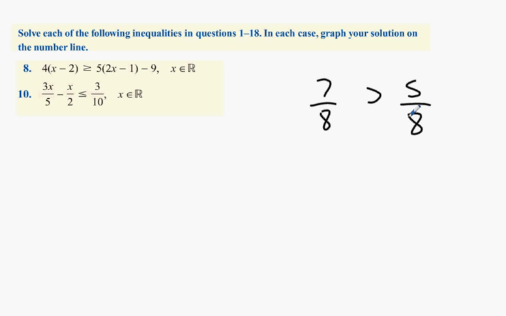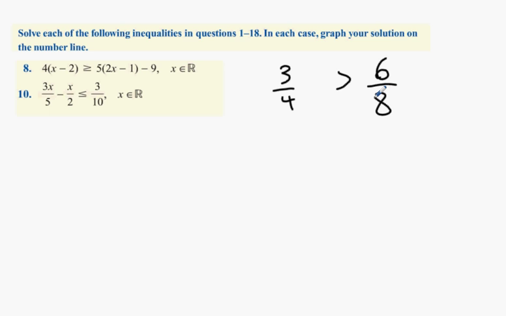Does the 8 matter? No. What makes it bigger is the 7 compared to the 5. So if I get rid of the two of them, look what happens. 7 is still bigger than 5, yeah? Nothing still matters.